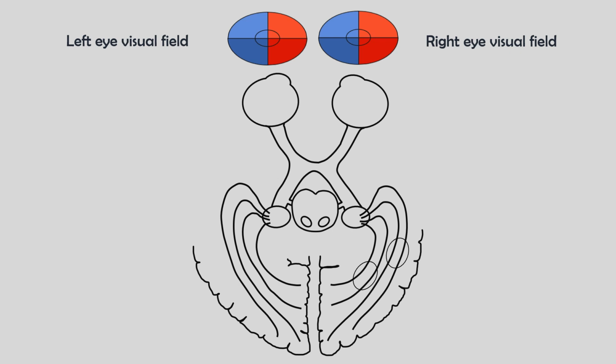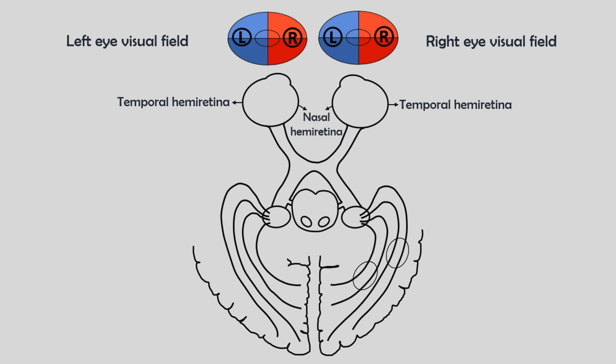To make it easy to understand the fibers' pathway, we are going to consider this nasal field as the left visual field and this temporal field as the right visual field of the right eye. The same goes for the left eye, with its left and right visual fields. Also have a look here at the eye: the part of the retina closest to the temple, we are going to call the temporal hemiretina, and the side close to the nose, we'll call the nasal hemiretina.